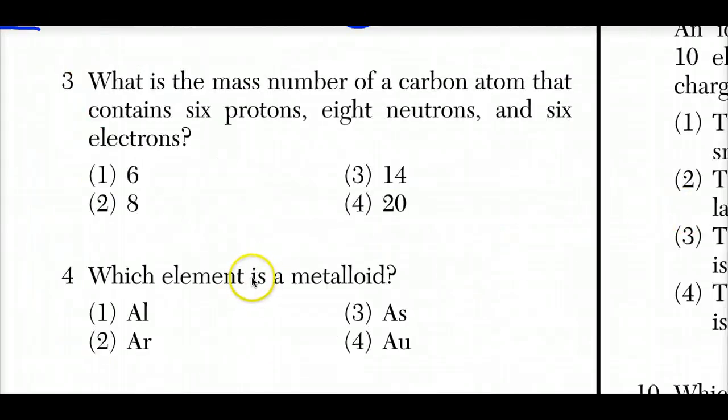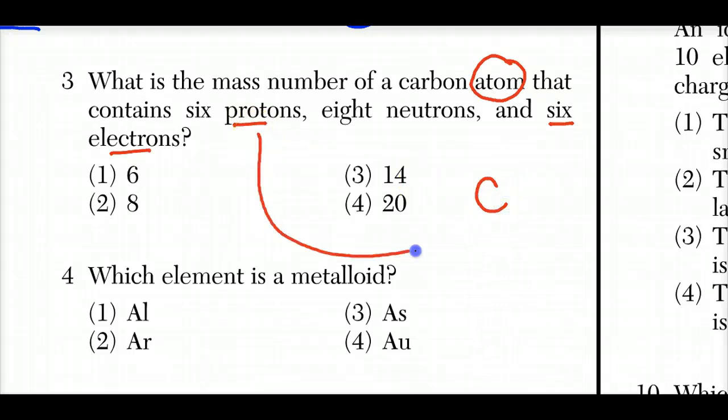Number 3, what is the mass number of a carbon atom that contains 6 protons, 8 neutrons, and 6 electrons? Now, the key word here for me is atom. Atoms are always neutral. So they gave me 6 electrons, 6 protons. That makes sense to me. And I'm dealing with carbon. And if it's got 6 protons, we should know that it's going to have a 6 here.